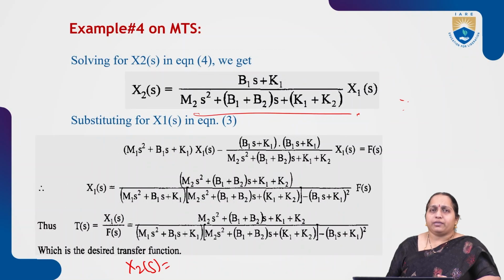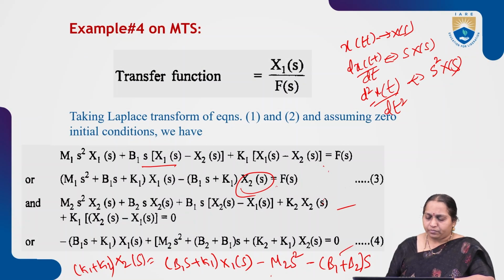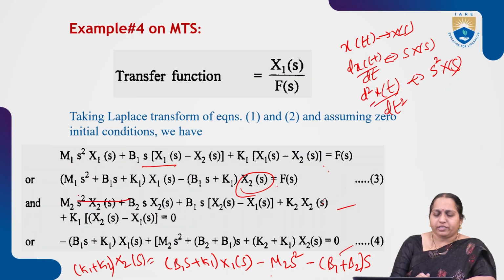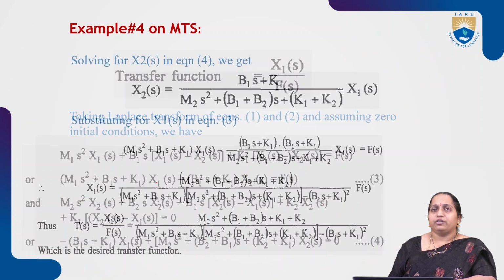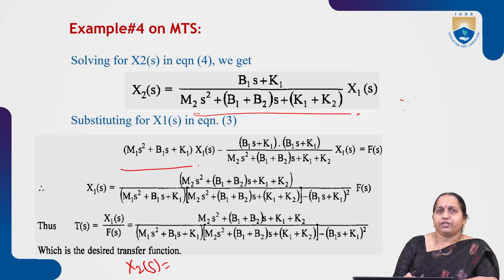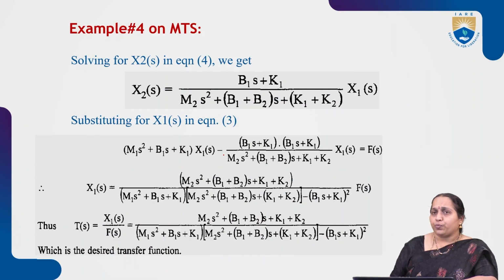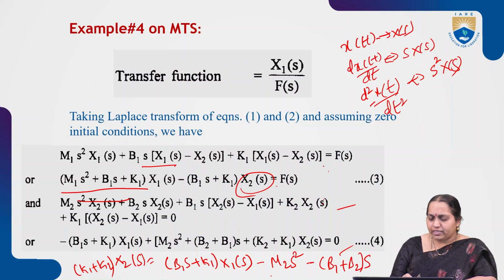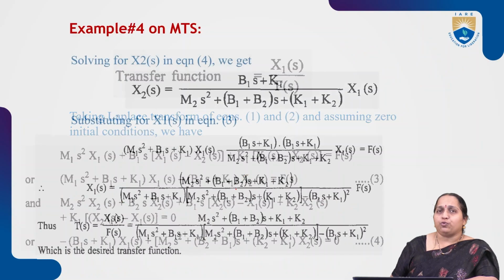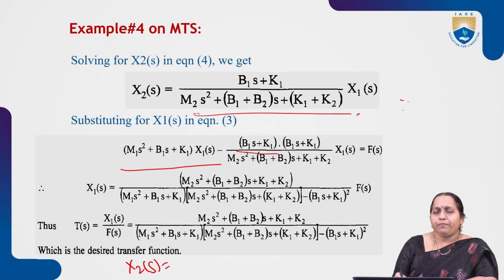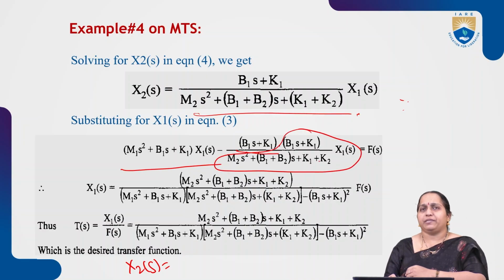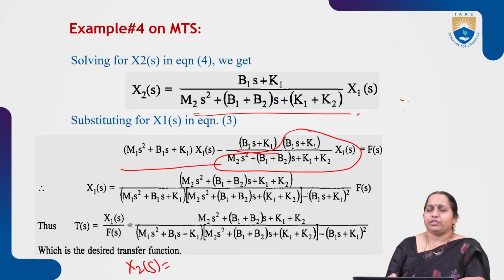So m1 s square plus b1 s plus k1 into x1 of s minus b1 s plus k1 into x2. What is x2? This factor is x2: b1 s plus k1 by m2 s square plus b1 plus b2 into s plus k1 plus k2 into x1. So substituting this x2 in equation 3, you get this equation.